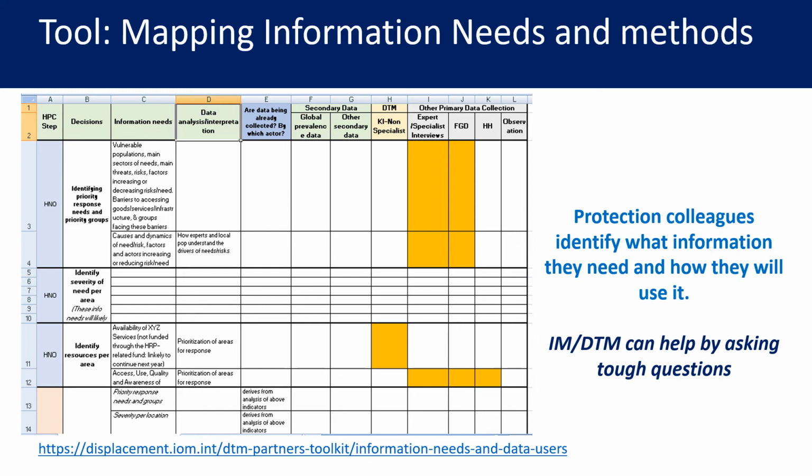This tool helps colleagues from information management to understand what information they can collect with their exercise that would be useful for their child protection colleagues, and helps colleagues from child protection to know what information they have to find in another way or from another source. Of course, I was using child protection as an example because we saw the example of child protection decisions and information needs, but this really applies to any other sector as well.